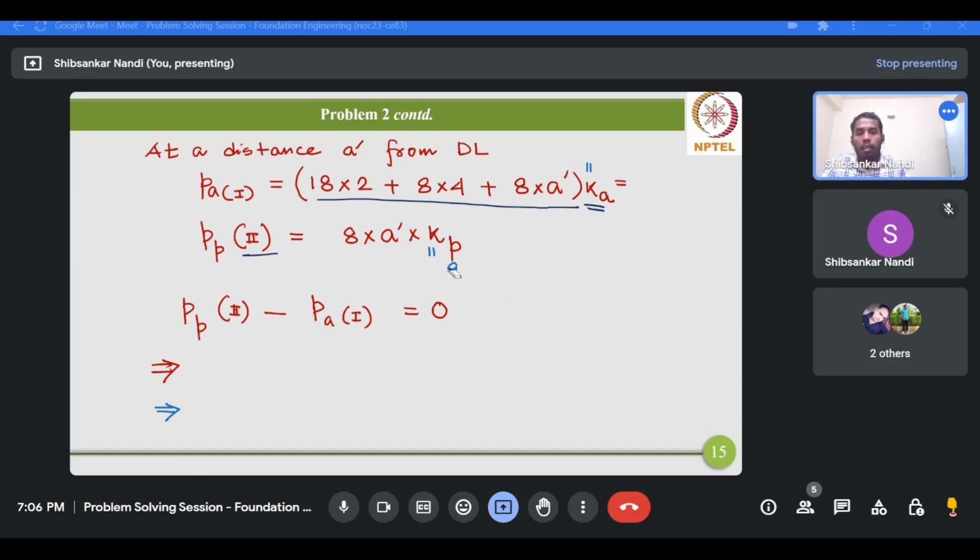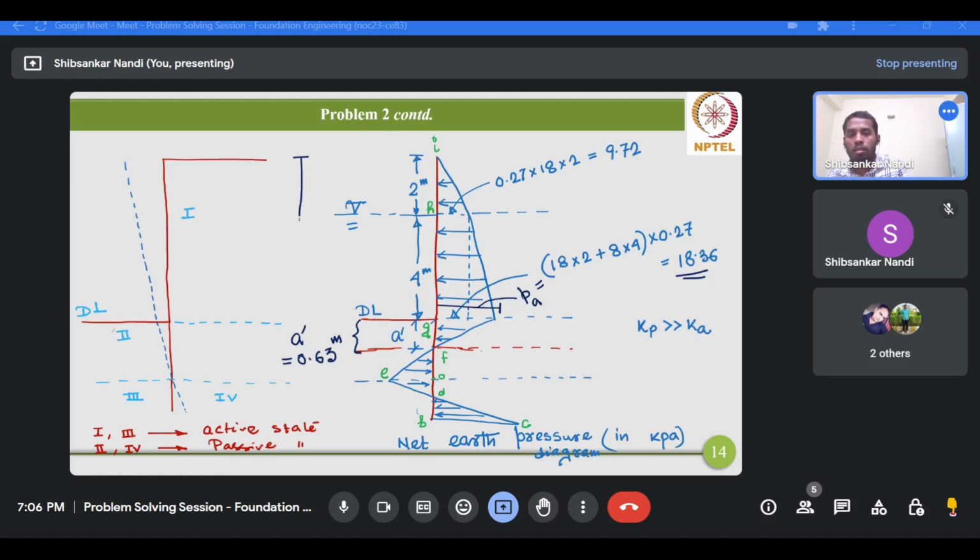because it may create confusion, it's better to write it in this form. So this is your gamma H plus gamma A prime, and this is gamma prime. Now this gamma H will be two components. So H in the sense, this side.